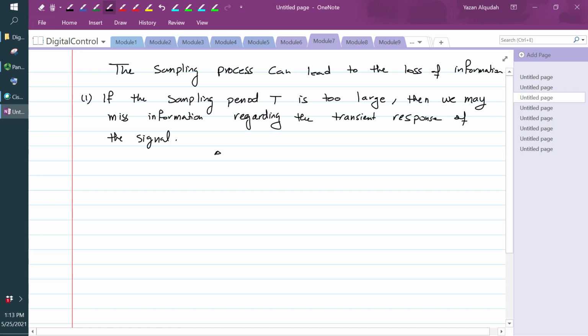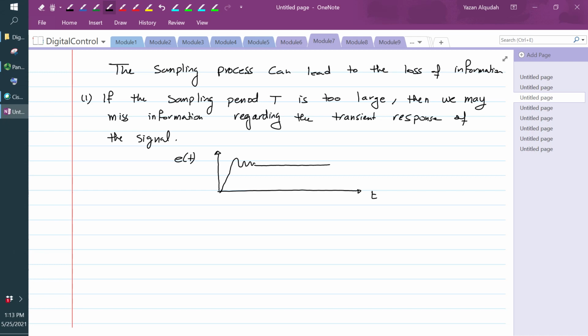Let's say the signal that I'm sampling, E of t, looks something like this. So this is my continuous time signal, E of t. If you look at this response, we have an overshoot and we have some oscillation. And what we want is to capture all these dynamics, all this transient response. But what happens if we sample the signal and choose the sampling period to be very large?